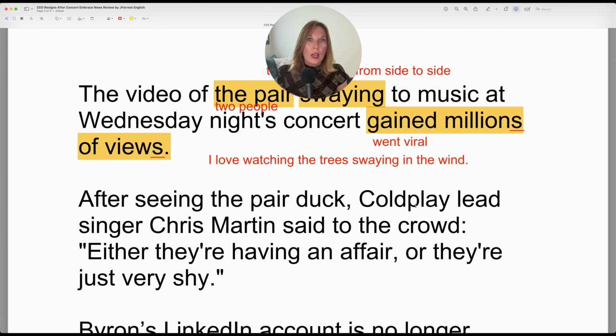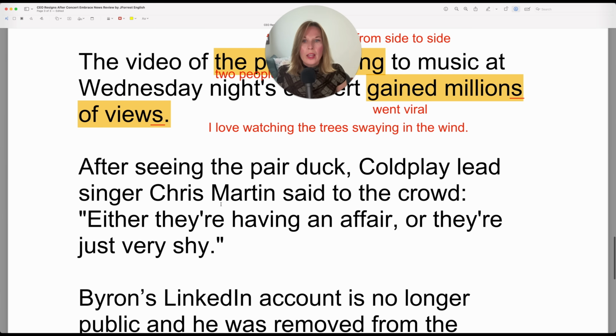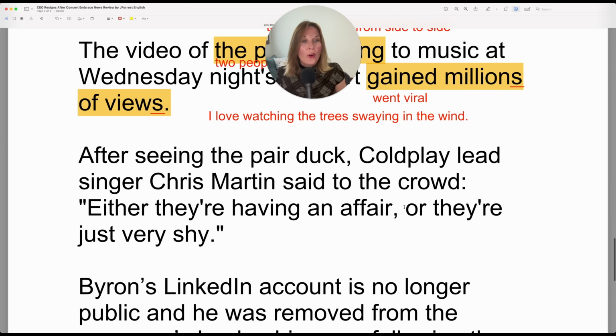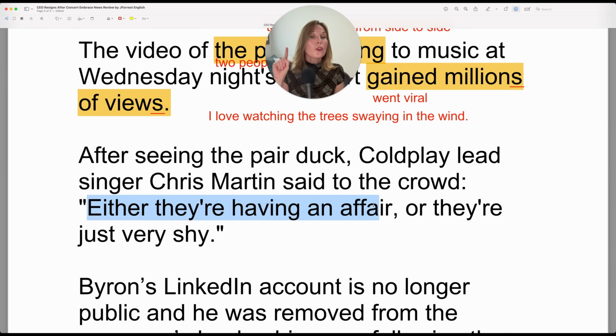After seeing the pair duck, Coldplay lead singer Chris Martin said to the crowd, either they're having an affair or they're just very shy. So remember, the image of the two people embracing was on the Jumbotron, the jumbo screen. The second that they realized that they were on the screen, they ducked. So they were no longer visible. And then the lead singer of Coldplay said, either they're having an affair or they're just very shy. So these are the two reasons why they would suddenly duck.